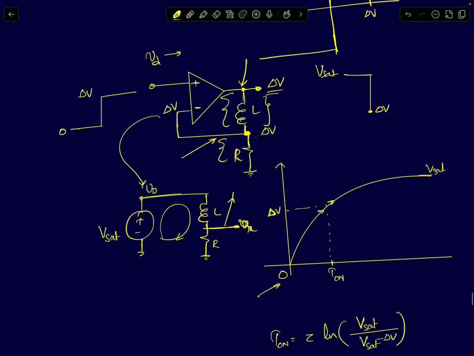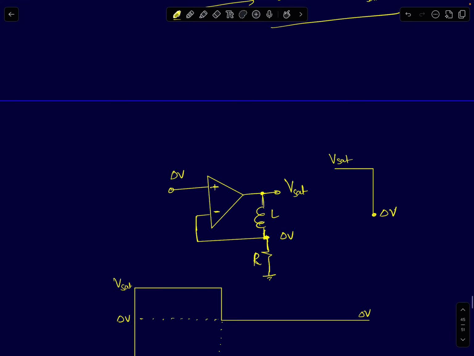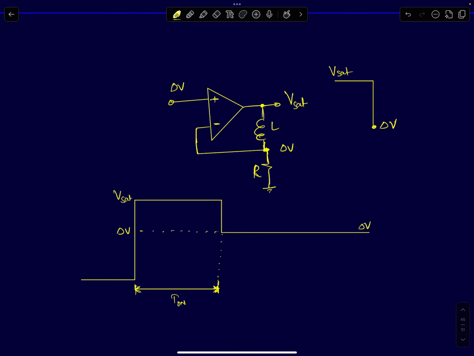The time at which the circuit reaches steady state can be found by equating the time at which the node voltage Vx of t reaches delta V. We have already derived this in the previous case, and it will turn out to be equal to tau ln of Vsat upon Vsat minus delta V, as shown in this expression. So what happens at the output voltage of this non-inverting RL differentiator? The output starts off at 0, jumps to plus Vsat at t equal to 0 plus, and then after t on seconds it suddenly jumps back to delta V volts and stays constant.